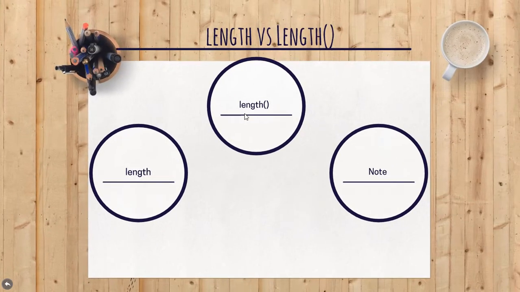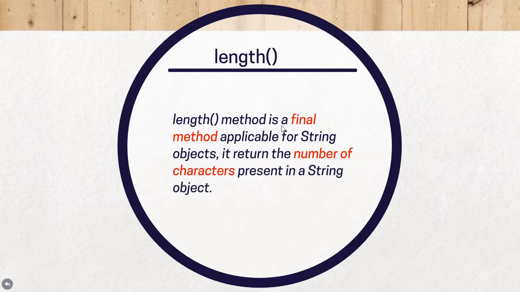Now let's look at length method. Length method is a final method applicable for string objects. It returns the number of characters present in a string object. We will study in upcoming lectures that string is an immutable object, which means that once you create a string object, you can't change its size, you can't add more characters to it. So its number of characters in a string is fixed.